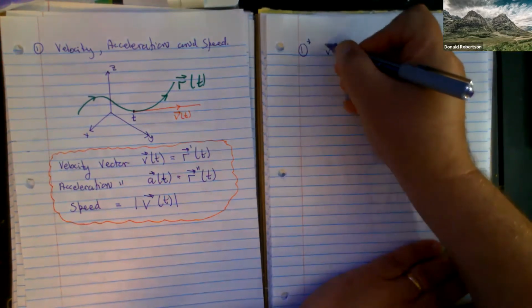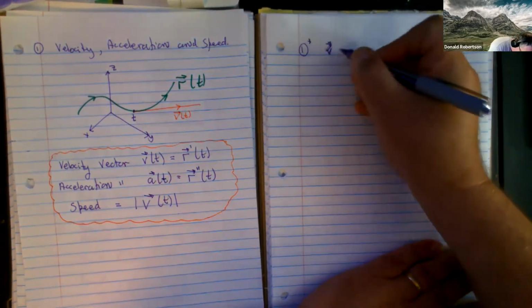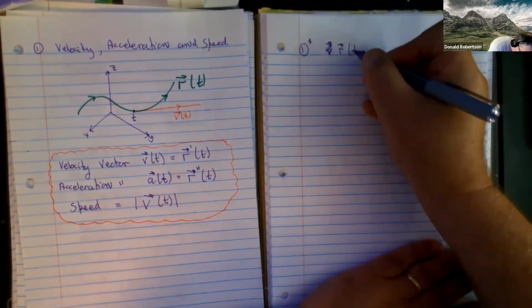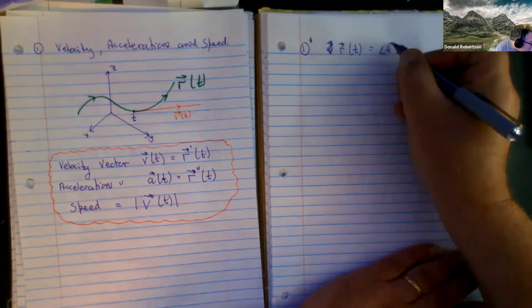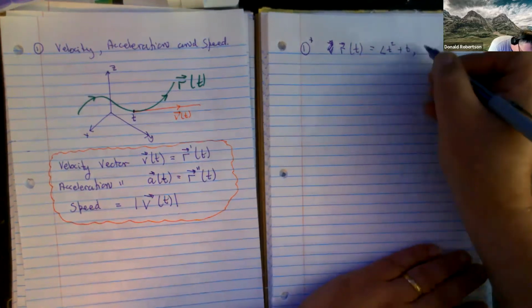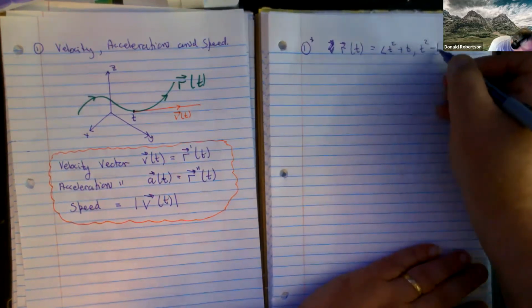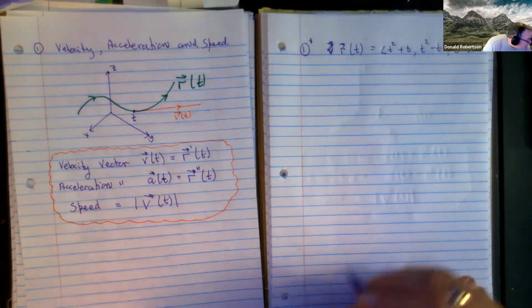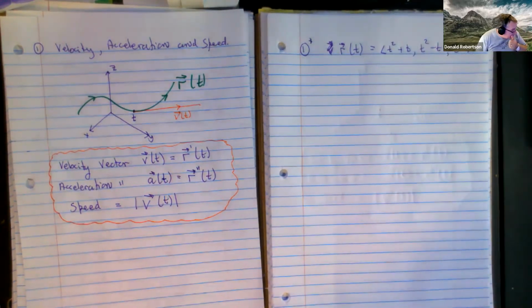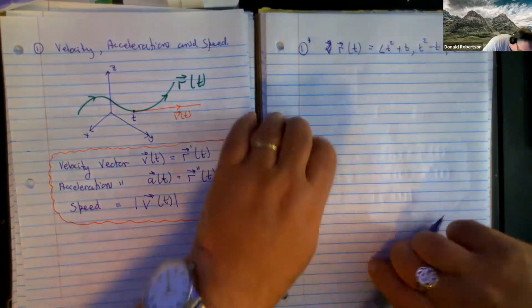Here is our first question. It's similar to question 1. This one has just got polynomials in it. So it's t squared plus t, squared take away t, and t cubed. And we're being asked to find velocity, acceleration, and magnitude of the velocity, which is the speed.